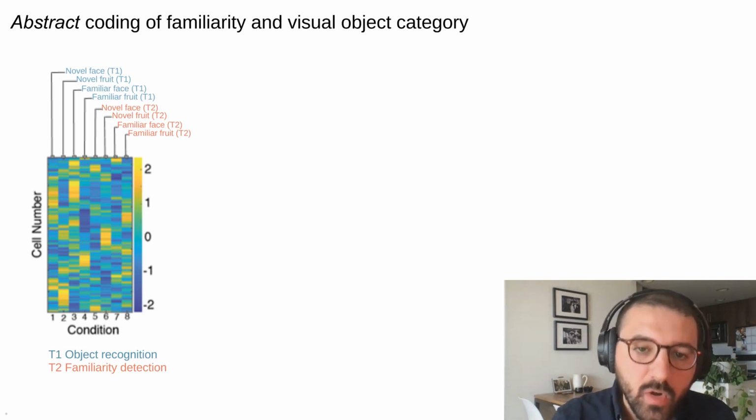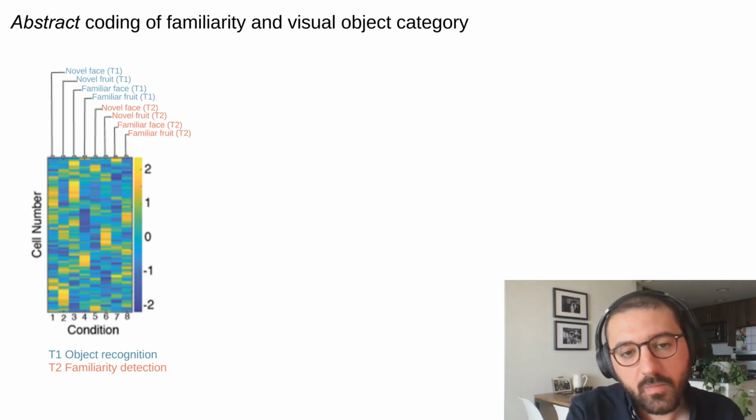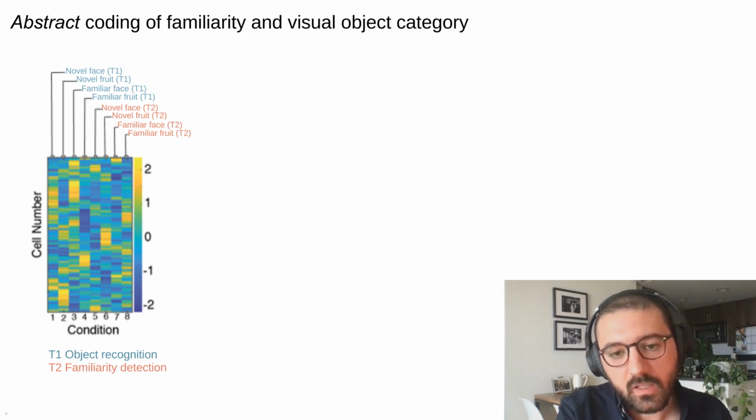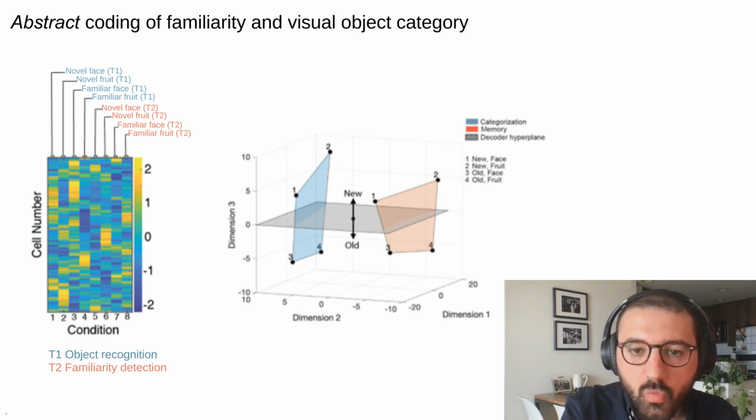Incidentally, it just so happens that their overall memory performance on this task is best for these 2 image categories. If we now look at the condition averages, the average activity across the entire population for these 8 conditions, and project this matrix into a 3-dimensional space, we actually recover a really nice geometrical representation. So each one of these condition averages here, marked as 1, 2, 3, and 4, corresponds to one of the conditions on the left.